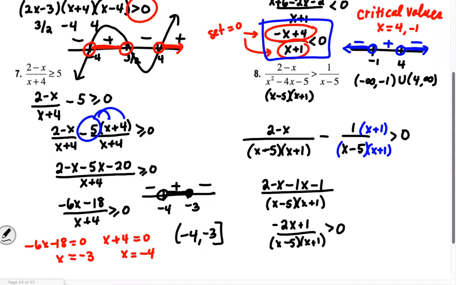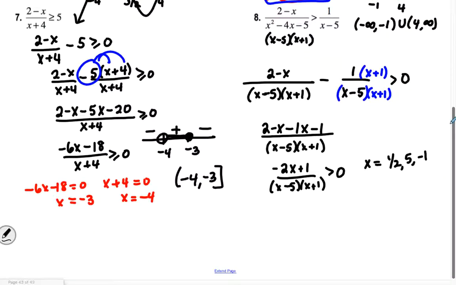Is greater than 0. So we get 3 critical values. We get negative 1, no, 1/2, right? 5 and negative 1. Make sense? So we put those on a number line. Negative 1 first, then the 1/2, then the 5. Okay, and then we kind of test in each location.